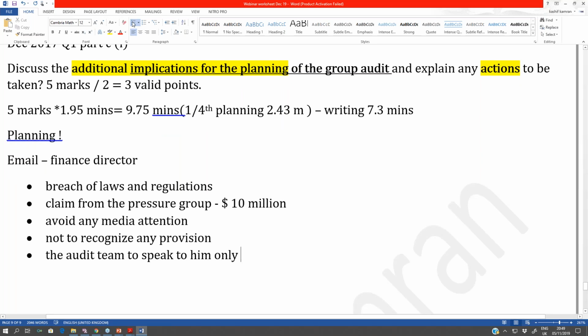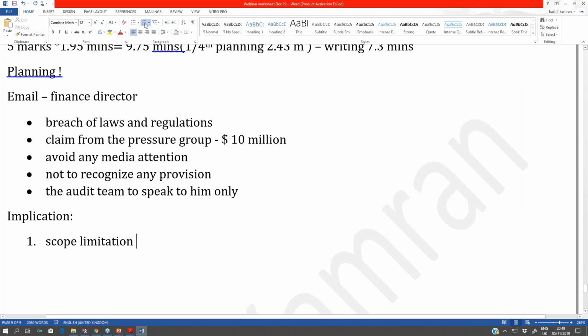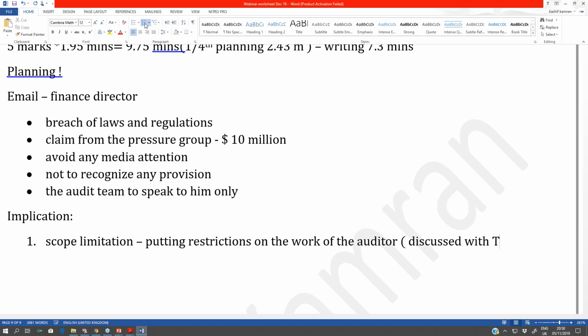A lot of problems, right? Just to write 3 valid points, what's the implication on the planning? If you need to write a bullet answer here, the first implication for the planning in this case is the scope limitation, putting restrictions on the work of the auditor. This needs to be discussed with TCWG, because the finance director is trying to limit my scope. He's trying to put restrictions on my scope, and as an action, I need to discuss this with those charged with governance in order for this to be removed.